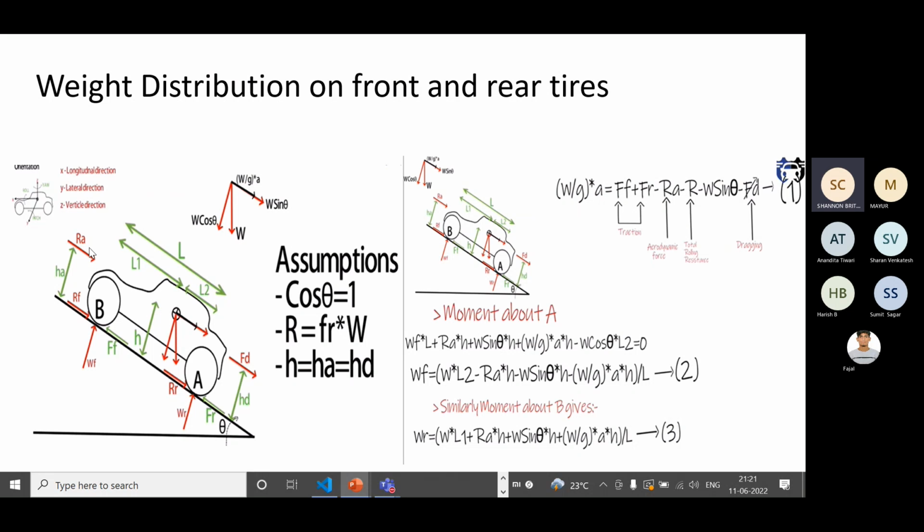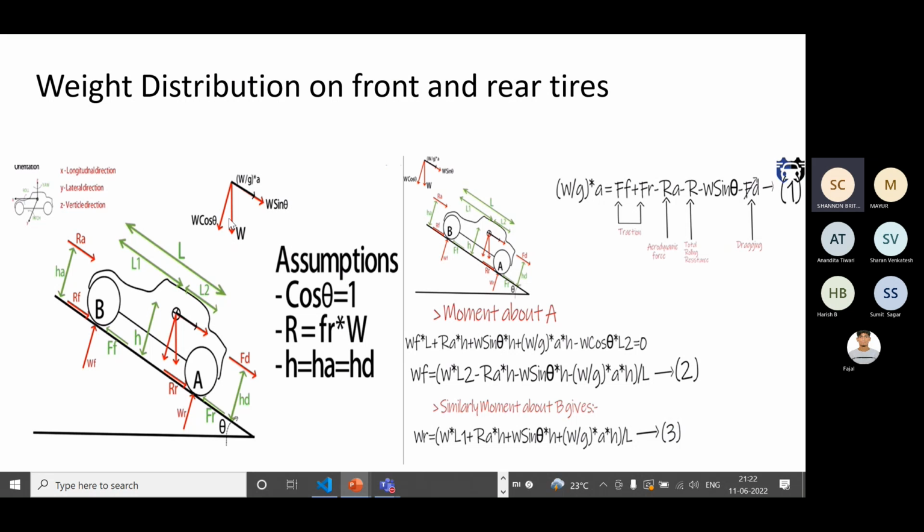RA is the aerodynamic force, which is acting at a distance of HA from the ground. FT is called dragging force. So this comes into count when the car is pulling something behind it. It can be anything. Otherwise, most of the time this is ignored. Then you have L, which is the center to center distance of the wheels. It's from the center of this wheel to the center of this wheel. That is the distance L. So this will be L1, which is the distance from the center of the front wheel to the center of gravity, and L2 will be the other.